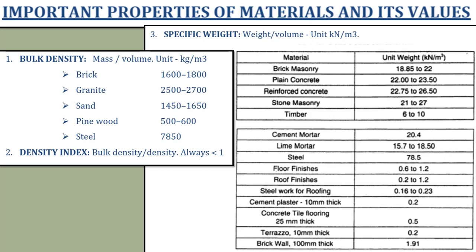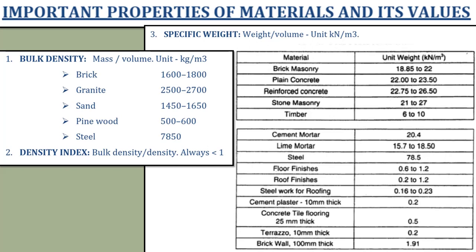Now density index. Density index is the ratio of bulk density divided by density of that material, so it is always less than 1. Now third, specific weight. Specific weight of any material is the ratio of weight of that material divided by volume of that material. Here I have given the specific weight of different materials in unit kilonewton per meter cube.